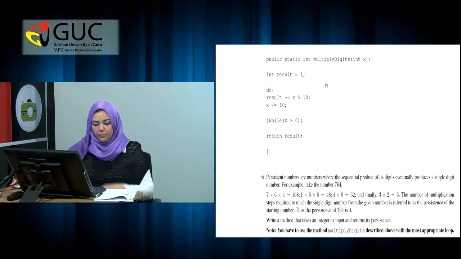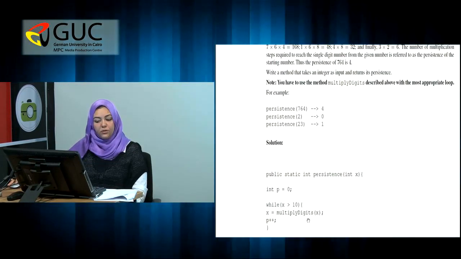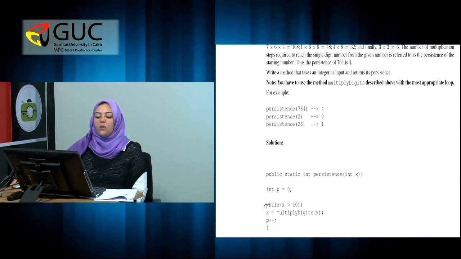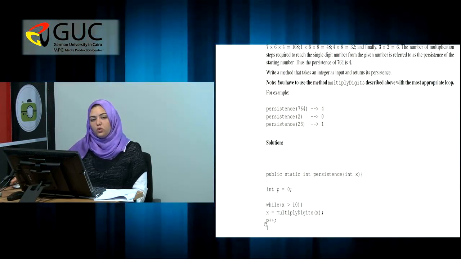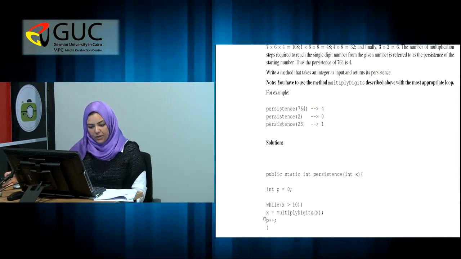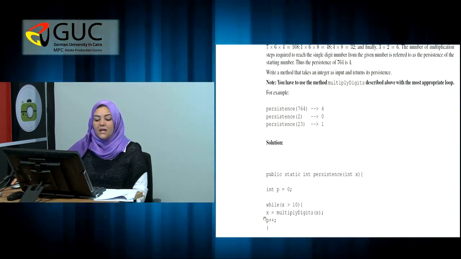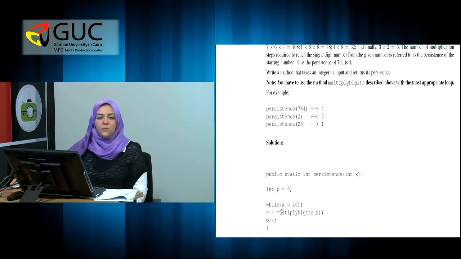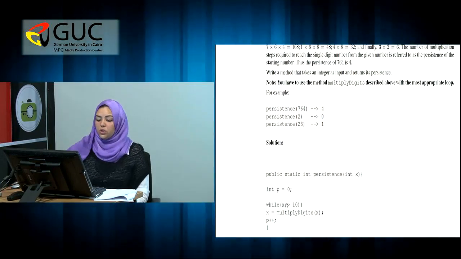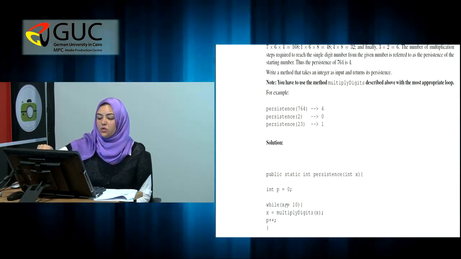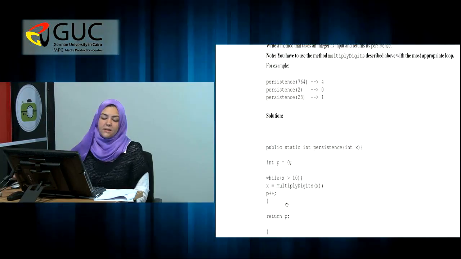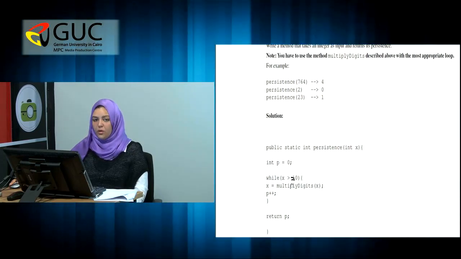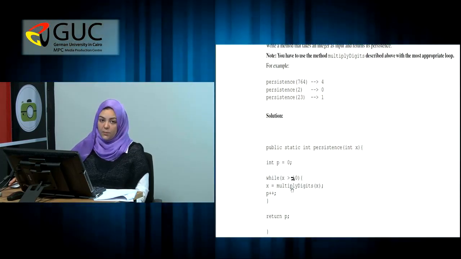So here we say multiply digits of x, which is the input, and we store it in a variable which is called x, and we are incrementing the p by 1, which means that there is one more multiplication done. And we will do that as long as the x does not consist of one digit, which means it consists of more than one digit. So, while x is greater than or equal to 10, which means that we have a number which consists of more than one digit. And then at the end, we return the p.